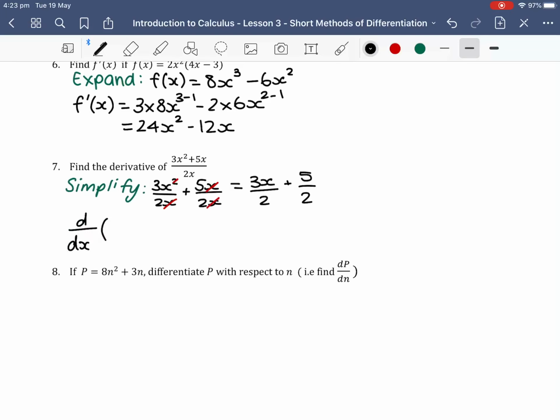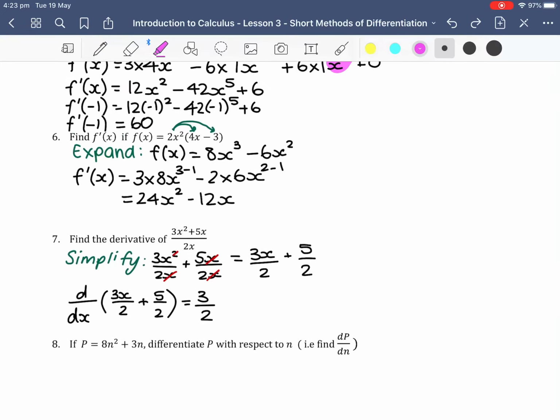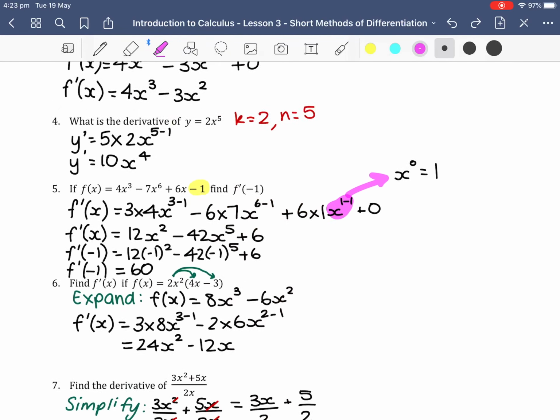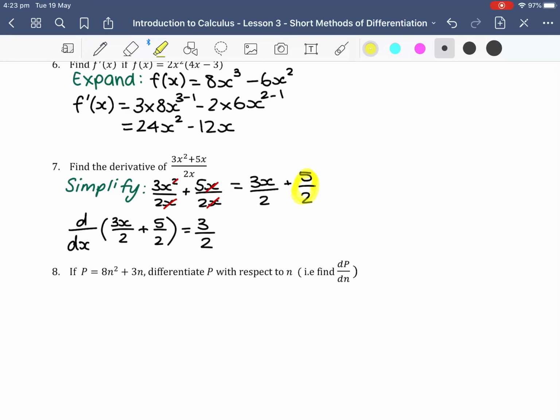So we can go d on dx of 3x on 2 plus 5 on 2, which equals, so 3x on 2, that's just got the 3 over 2 out the front of the x, and it would be x to the power of 1 minus 1, which is just going to be 0. And then because this is a constant, when we had a constant, what colour did we do? Yellow. Because this is a constant, it just cancels out. So we have that as nothing. So the derivative is just 3 over 2.